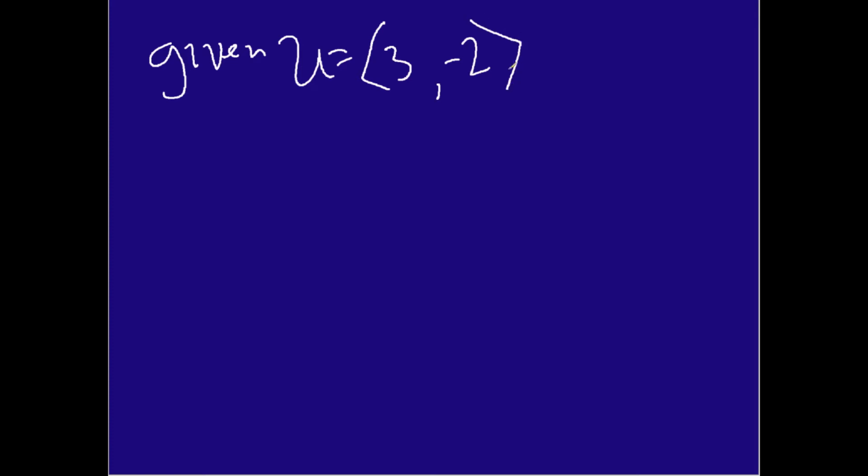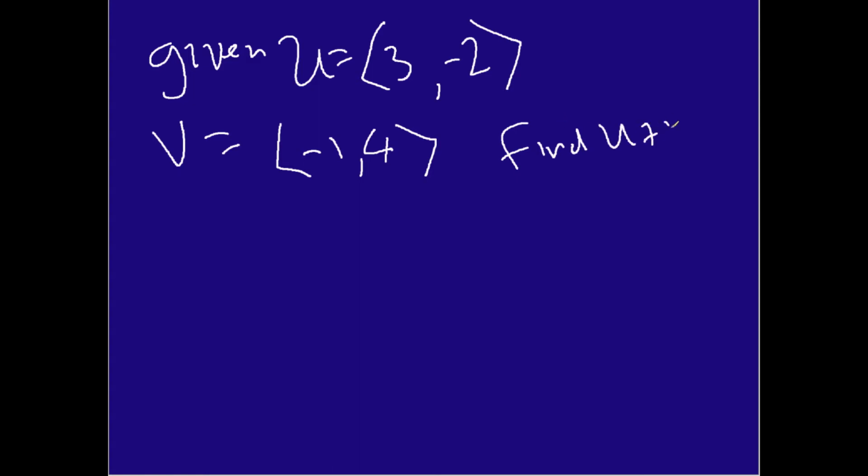So you guys know that a vector is magnitude and direction. Those are kind of two of the traits of it. And so if we're given something like, let's say vector u equals 3, negative 2. Oops, that's wrong. And vector v here equals negative 1, comma 4. We need to find u plus v, and then we'll also find u minus v. So that's kind of our goal here.